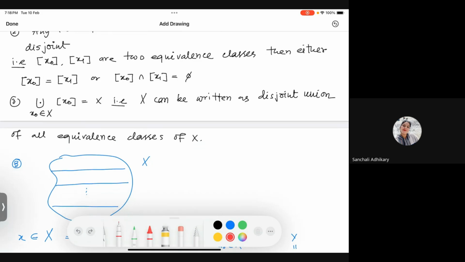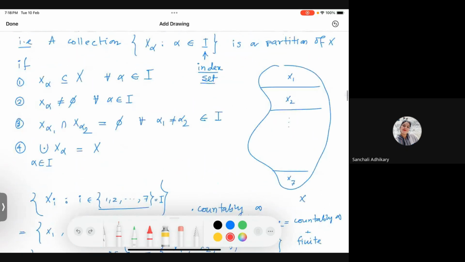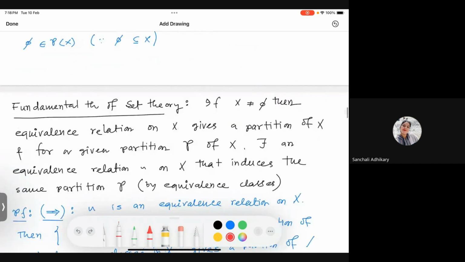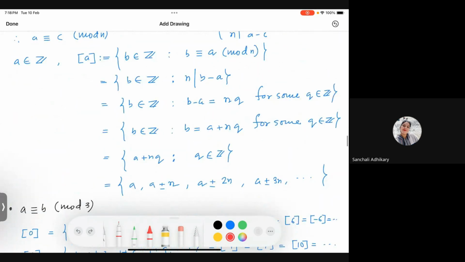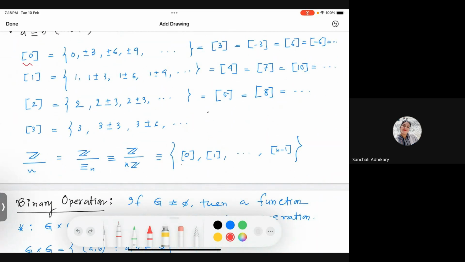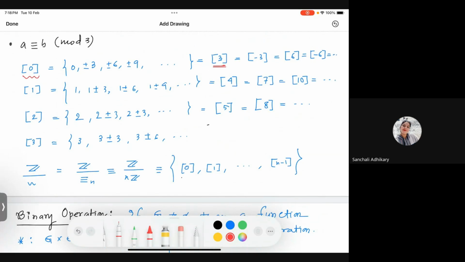And if you take the union of all the classes, then you will get the whole set X. Here, what is the meaning of this symbol? It means you already saw, okay, see one thing, you can write the class of 0 is equal to the class of 3.